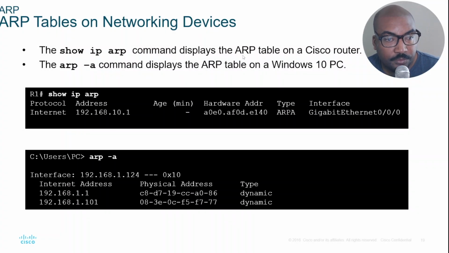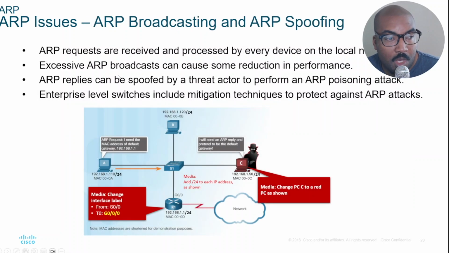All right, continuing here. ARP requests are received and processed by every device on the local network. Excessive ARP broadcasts can cause some reduction in performance. Interesting. ARP replies can be spoofed by a threat actor to perform an ARP poisoning attack. Enterprise level switches include mitigation techniques to protect against ARP attacks. Yes, we definitely have to make sure. I call unethical hackers, I call them buttheads. We've got to make sure these guys can't get in there to try to spoof things up, right? We don't want them to be able to act like they're somebody else.